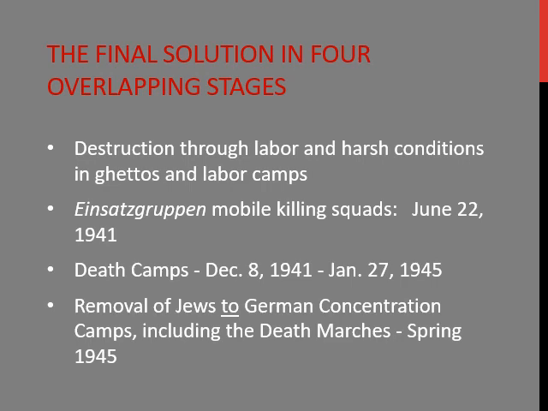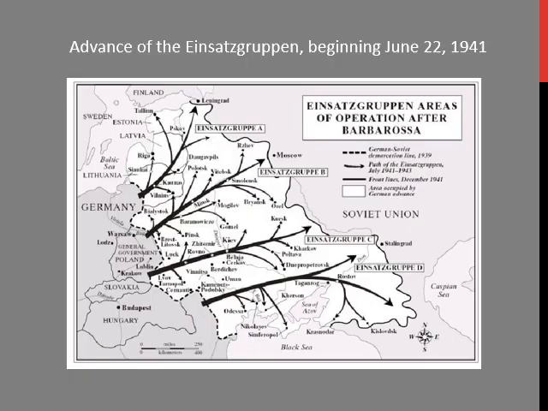And then the last stage is the death marches, where Jews are being removed from camps in the East, those who are still alive doing labor, and force marched under brutal conditions back to Germany to avoid allowing them to be liberated, which is an ironic act, but one that is rightly considered part of the final solution.